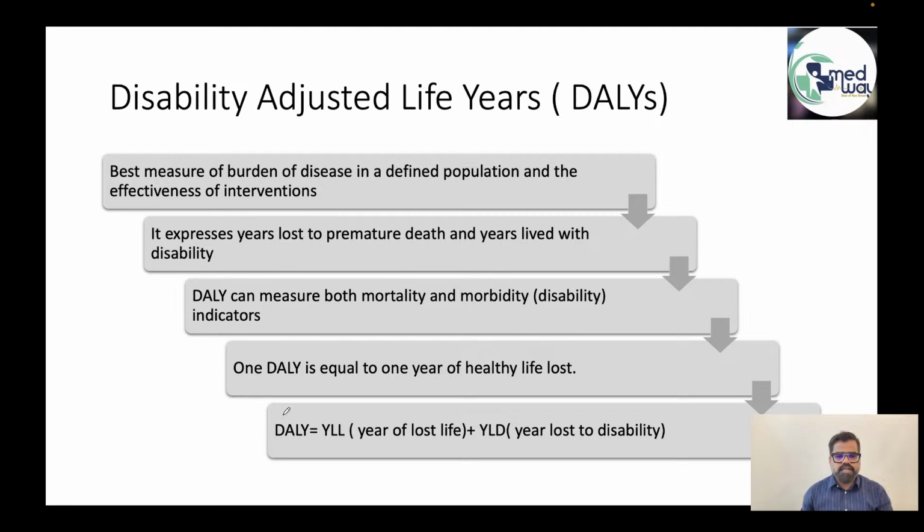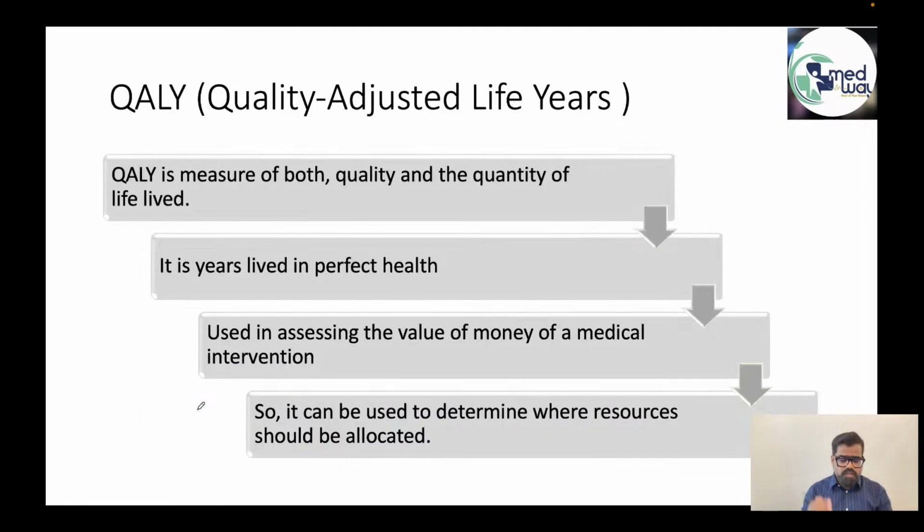Now, can we derive the formula for DALY? DALY is equal to years of life lost due to mortality, as I have explained, plus years lost due to disability, 4.5 years, which is due to disability. So you add both, you get DALY. 1 DALY is equal to 1 year of healthy life lost, and it is the best measure to know the burden of disease. There was one more terminology there, QALY.